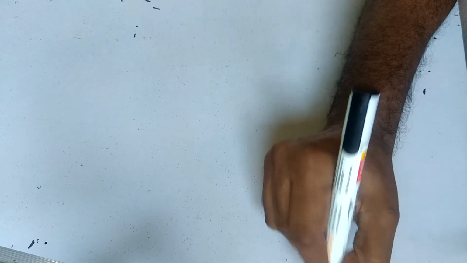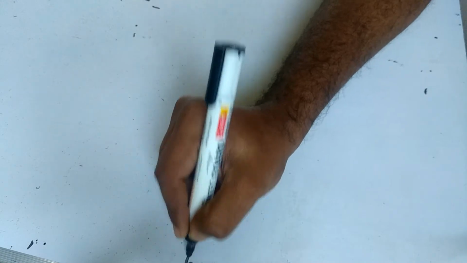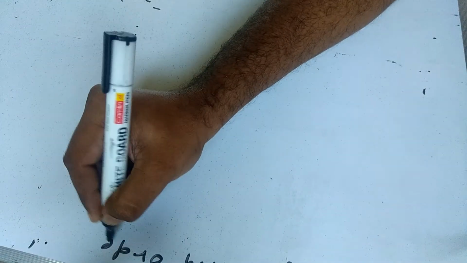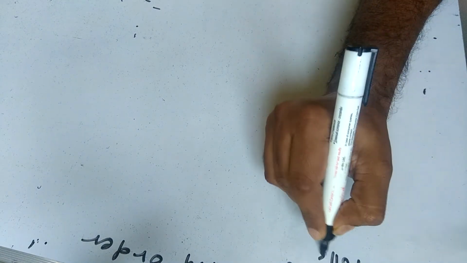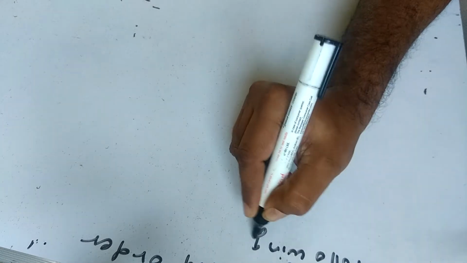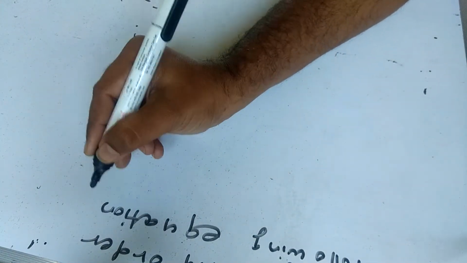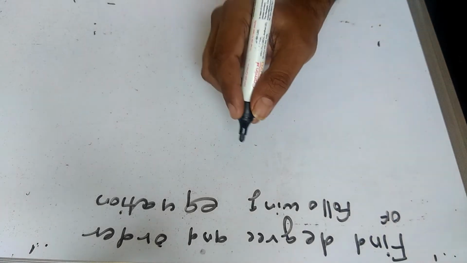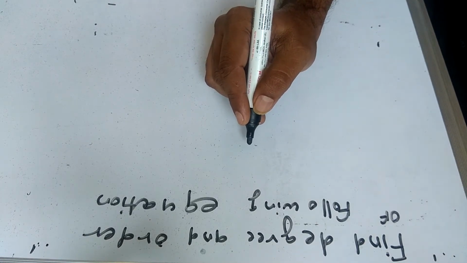Find degree and order of the following equation. Degree and order of the following equation. Okay, now it is visible to you. Okay, find degree and order of the following equation.